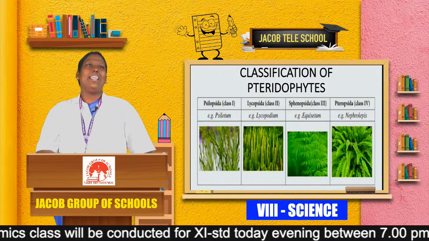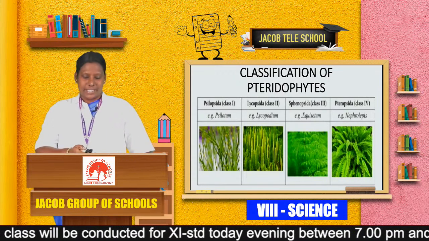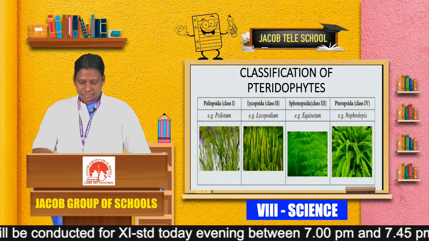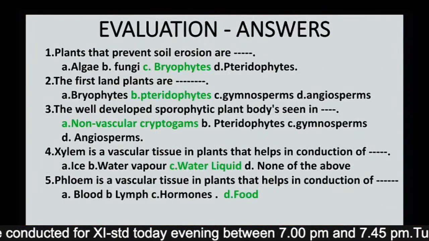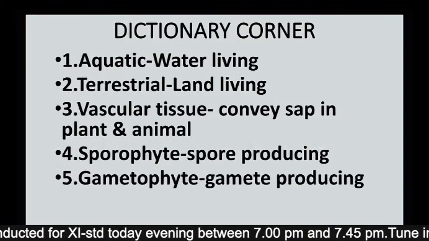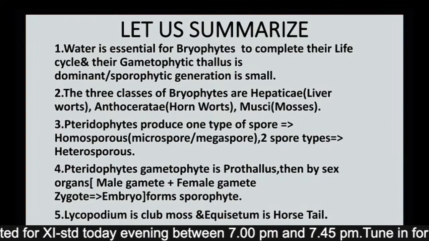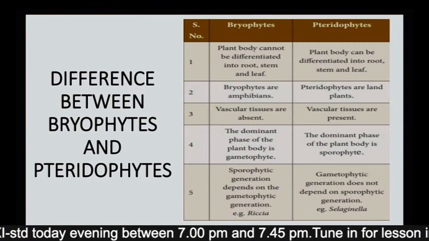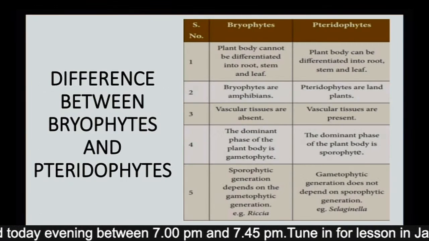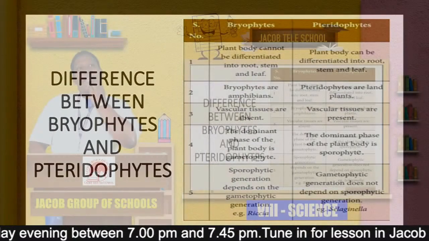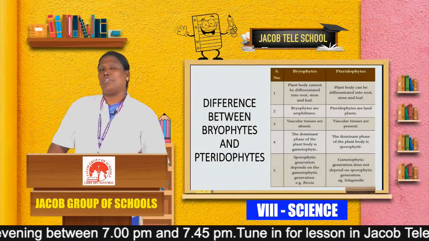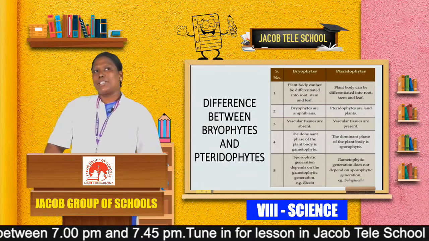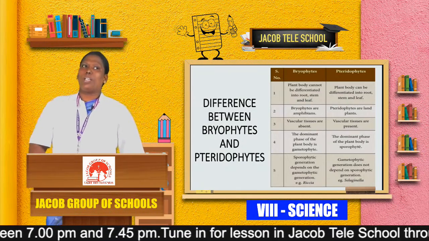Next here you see the classification. Okay, here we go for the difference between bryophytes and pteridophytes. The plant body cannot be differentiated into stem, root, and leaf in bryophytes, but in pteridophytes we can differentiate. Bryophytes are amphibians, pteridophytes live on land.